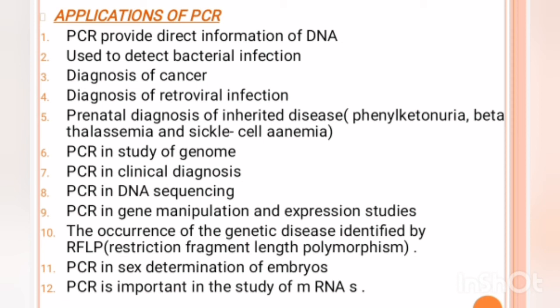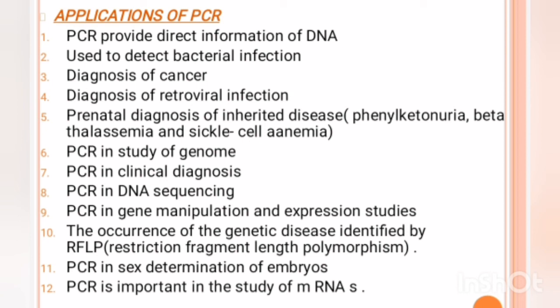Another application is the prenatal diagnosis of inherited disease. It is by using chorionic villus samples or cells from amniocentesis. So, the diseases like sickle cell anemia, phenylketonuria, and beta thalassemia can be detected by PCR.